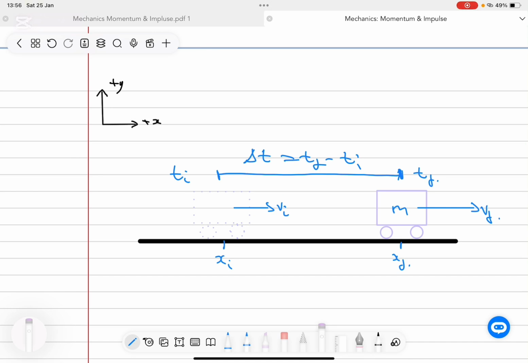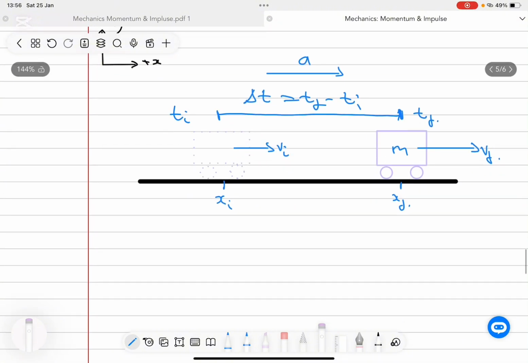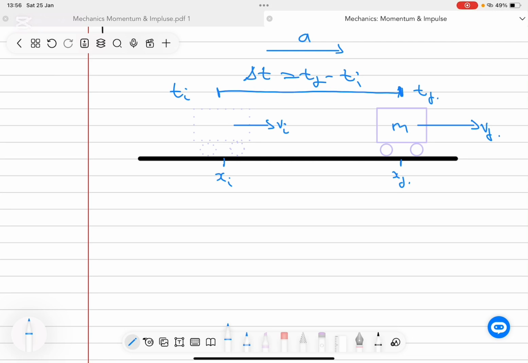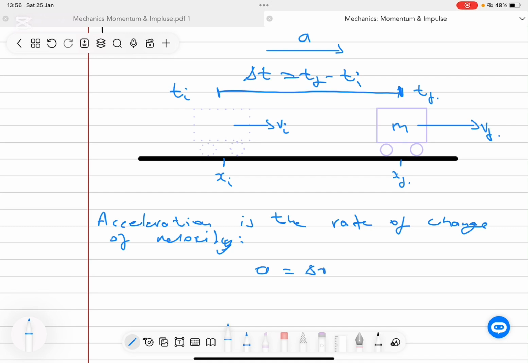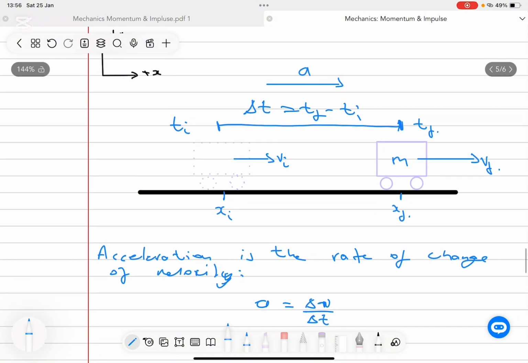If you pay attention to this situation, you will realize that actually this object is accelerating in this direction. It has an acceleration a because it is changing its velocity from v initial to the v final over a certain period of time, meaning we have here the rate of change of velocity, and that is the definition of acceleration. To say acceleration is the rate of change of velocity. So acceleration is given by a is equal to delta v over delta t.